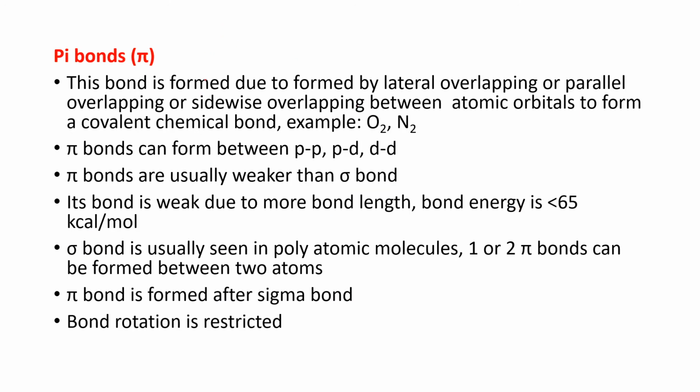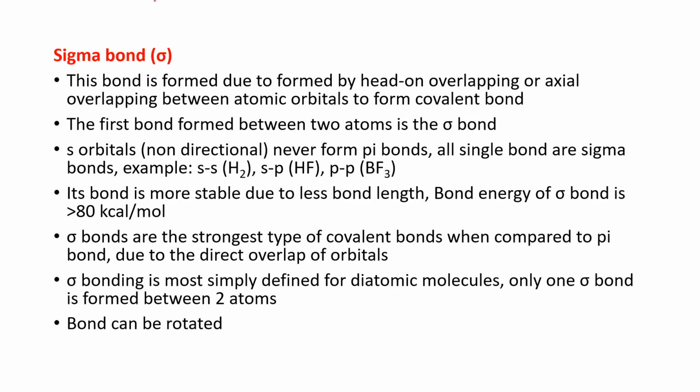And pi bonds. So the pi bond is formed due to lateral overlapping or parallel overlapping, or you can call it sidewise overlapping also. Between atomic orbitals to form a covalent bond, for example oxygen, nitrogen, and so on. So we have discussed the examples in the sigma bond. Now let us draw the structures of it. So for example, if you see the hydrogen 1s1 and also another hydrogen 1s1.